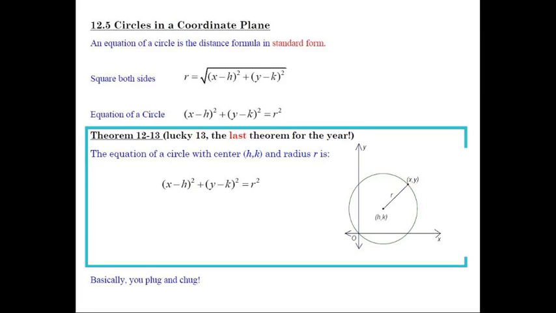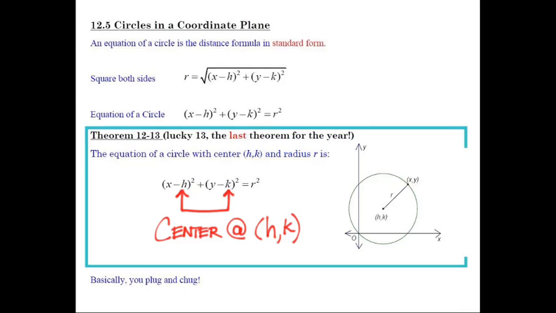And so we have a general point on a circle, x, y, and we have the radius, and we have a center. If we look at this in terms of a triangle, this piece here is going to be x minus h, and this piece here is going to be y minus k. And if we use the Pythagorean theorem, we get the equation right there.